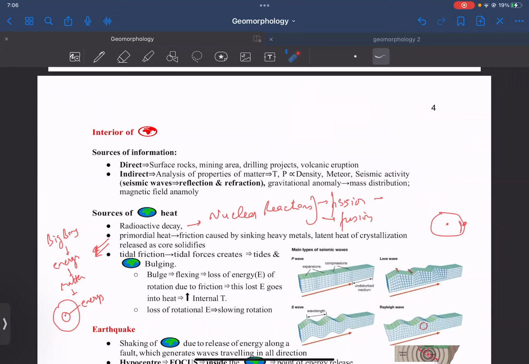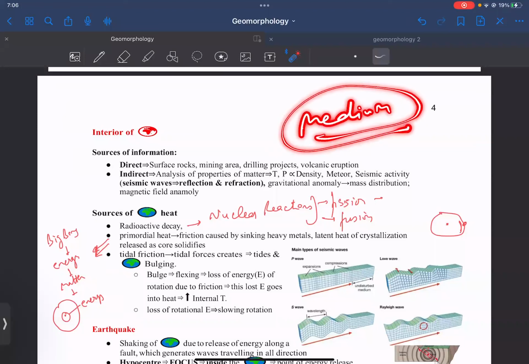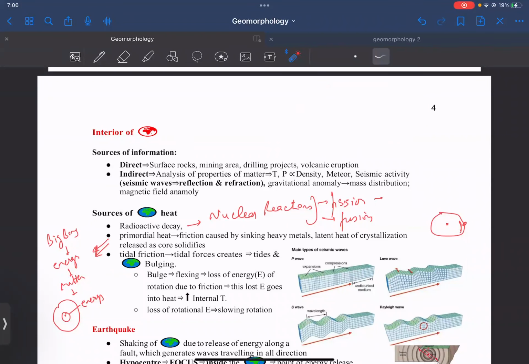And the third property which helps us is the medium through which they pass. P waves pass through all three mediums. S waves pass through only solid medium. Then gravitational anomaly helps us understand how mass distribution inside the Earth is taking place. Then magnetic field anomaly: the magnetic field should be the same at all places on the Earth, but we find different magnetic values at different points.